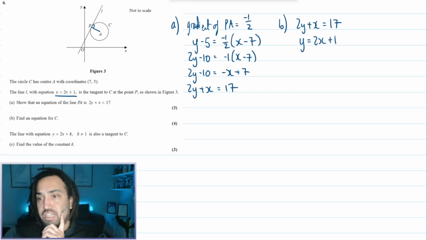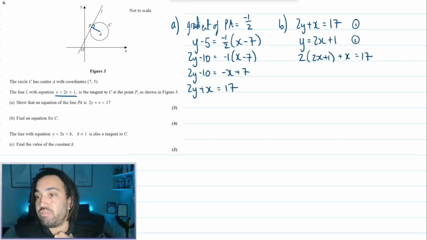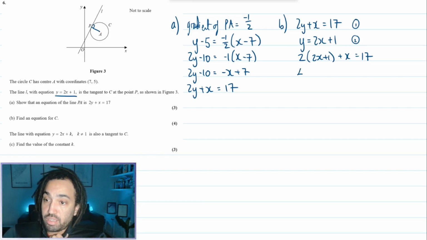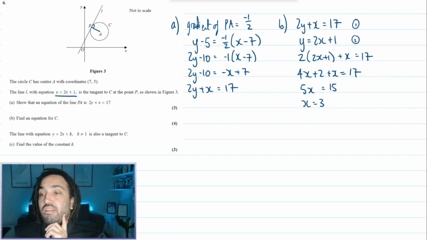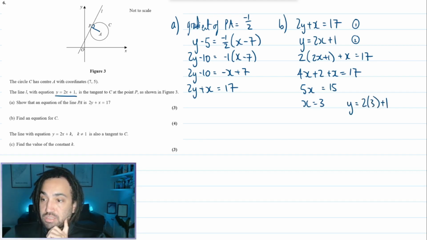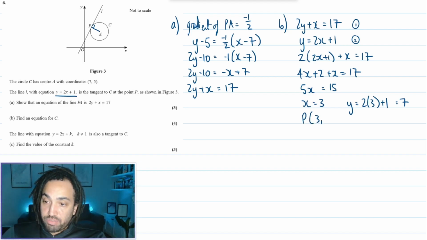I'll do that by substitution. So equation 1 and equation 2, let's sub 2 into 1. I write 2, and instead of y, I'm going to write (2x + 1), plus x equals 17. So I've just rewritten equation 1, but I've replaced the y with y equals 2x + 1 from equation 2. That gives me 4x + 2 + x = 17, which gives me 5x = 15, so x = 3. Going back and subbing into equation 2 gives me y = 2 lots of x plus 1, which is equal to 7. So P is at the point (3, 7).